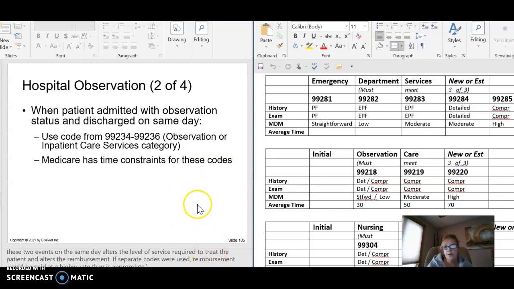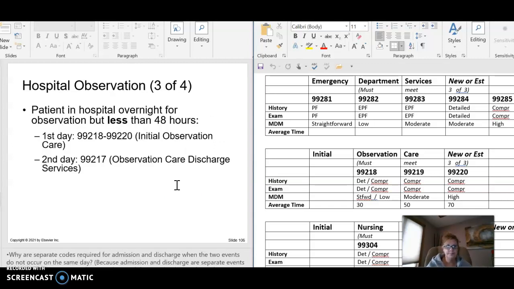So basically what you don't want to do is code an initial observation code and a discharge from observation code on the same day when one code can take care of everything. If the patient was in hospital overnight for observation but less than 48 hours, the first day would be what we just had, the initial observation. The second day then would be an observation care discharge service, the 99217.